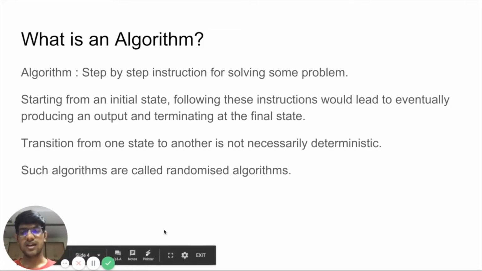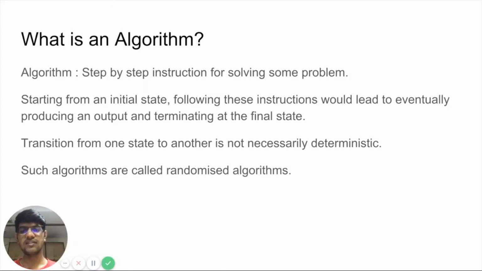An algorithm is a step by step instruction for solving some problem. Starting from an initial state, if we follow these instructions step by step correctly, then we will eventually produce an output and terminate at the final state. The transitions from one state to the other may not be deterministic, in which case the algorithm is called a randomized algorithm.